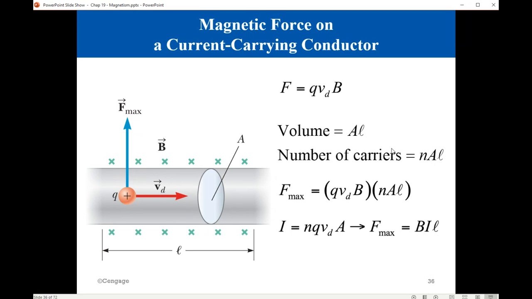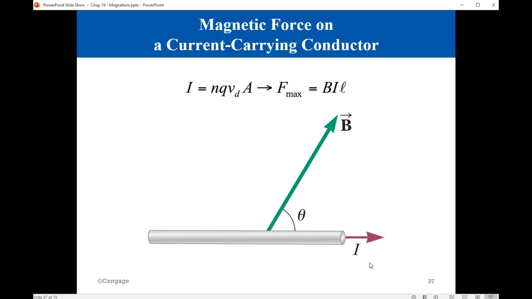So the magnetic force on a single charge is QVB, but on a current carrying wire is BIL, where I is the current and L is the length of the wire. If the angle is not 90 degrees, we have to take sine theta into consideration. So in that case, the force is BIL sine theta. The maximum force occurs when theta is 90 degrees and sine 90 degrees is 1.